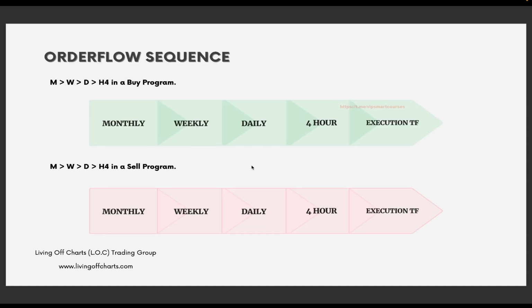Now, what you're looking at on your chart right here is an order flow sequence. How we confirm we're in a buy program and how we confirm we are in a sell program. So if we are in a buy program, we're going to have the monthly, weekly, daily, 4-hour, all bullish.